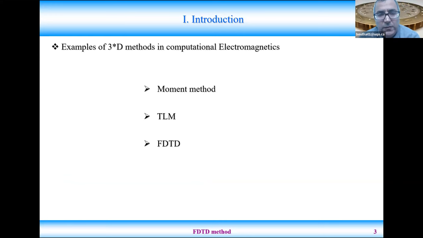This is an example of three main 3D methods that are used in computational electromagnetics. There is the method of moments. The method of moments is based on integral equations, and to resolve this integral equation, we need to invert matrices. And with this method, when the structure becomes complex, for example, you have different kinds of dielectrics or different kinds of material, the matrix size increases. So this increases the simulation time and increases the resolution of the problem.